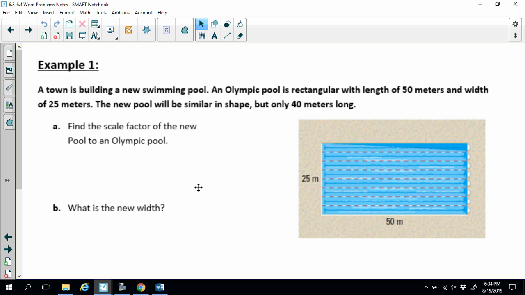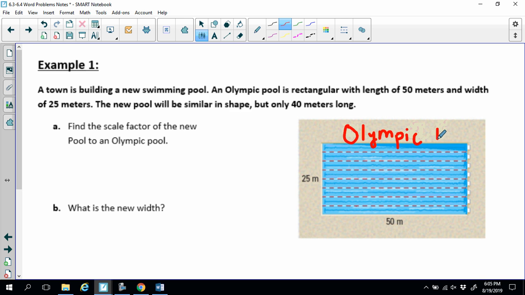Now before we do that, I always suggest draw a picture. They have already a picture here, knowing that this is 25 and 50 and the information they've given to us in our word problem, this is the Olympic pool. So I'm going to put that here so we know this is the Olympic pool. And then I'm going to draw another picture to represent the new swimming pool.